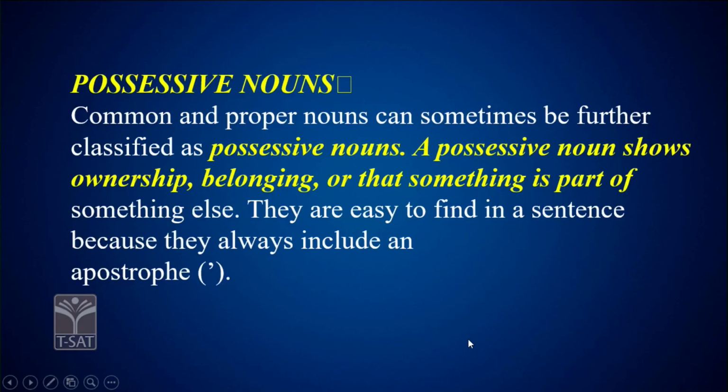We'll move on to the other category of nouns. They are called possessive nouns. Common and proper nouns can sometimes be further classified as possessive nouns. A possessive noun shows ownership, belongingness, or that something is a part of something else, right? They are easy to find in a sentence because they always include an apostrophe. These possessive nouns are always indicated with the apostrophe. If an apostrophe comes, you can easily categorize those nouns under the category of possessive nouns.